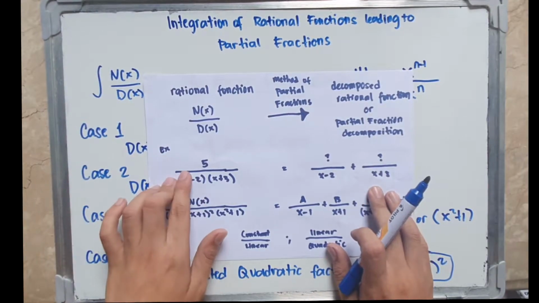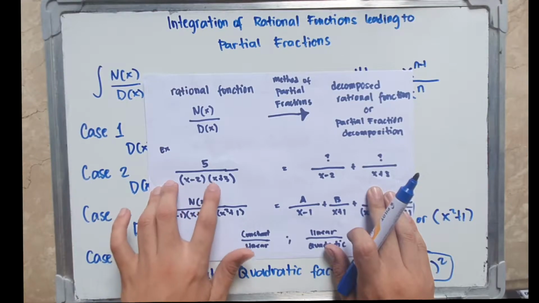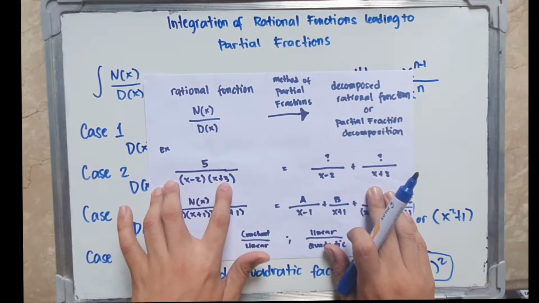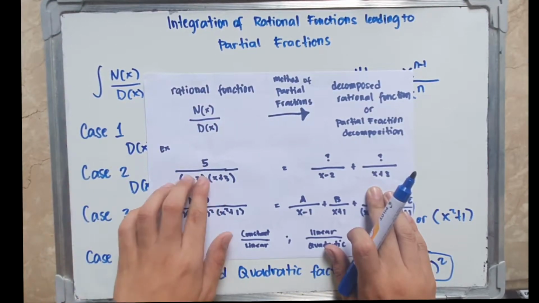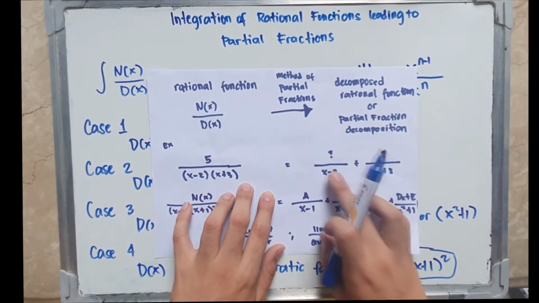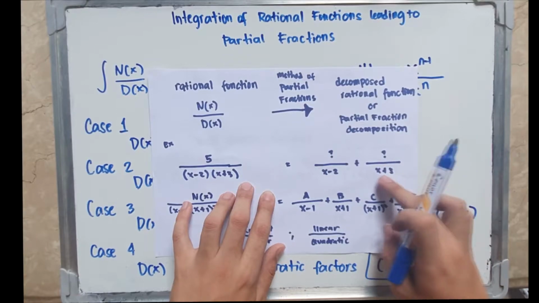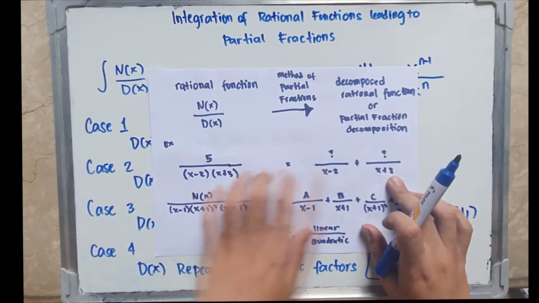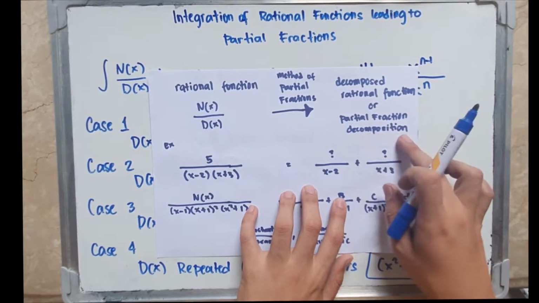So let's have an example. 5 over (x minus 2) multiplied with (x plus 3). So this is our rational function. Notice we could decompose this one in terms of an unknown value over x minus 2 plus an unknown value over x plus 3. Okay, this is what we call the partial fraction decomposition.